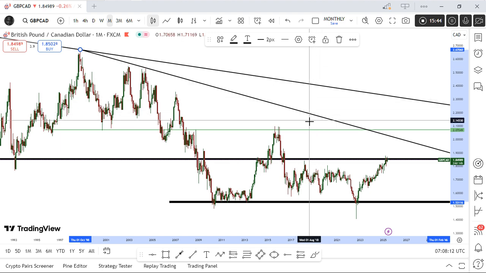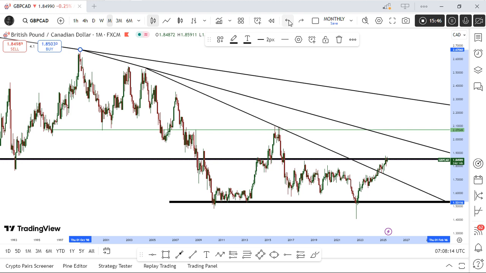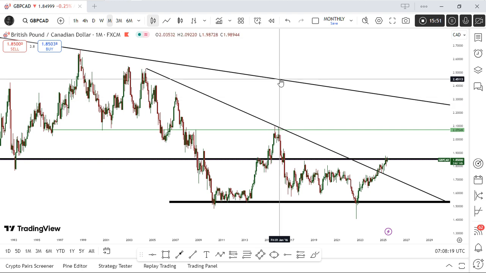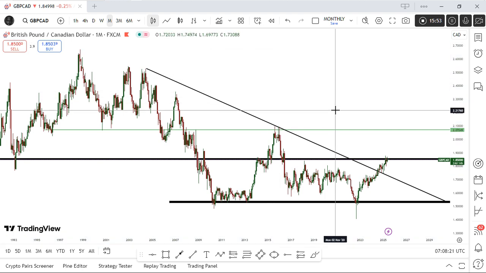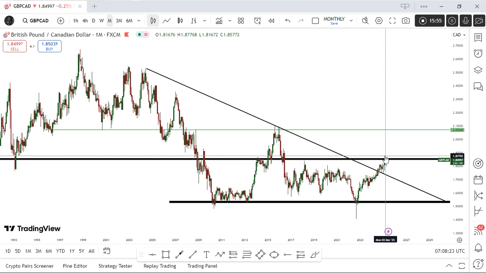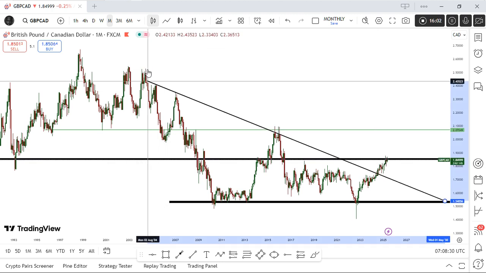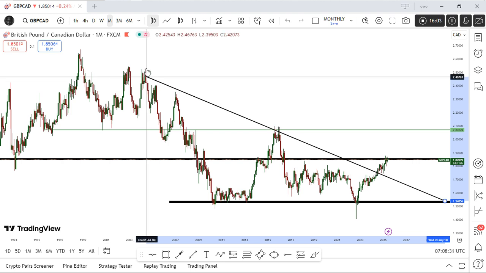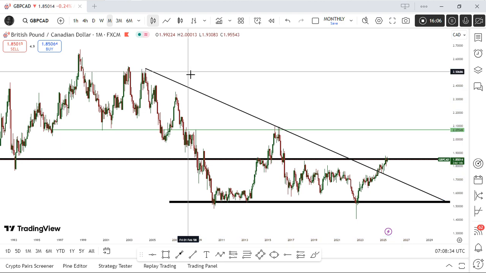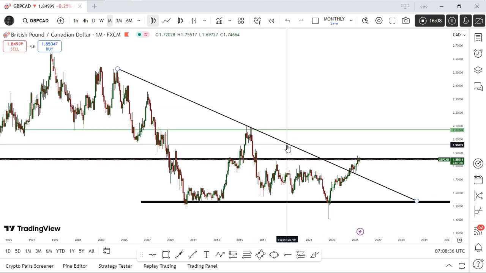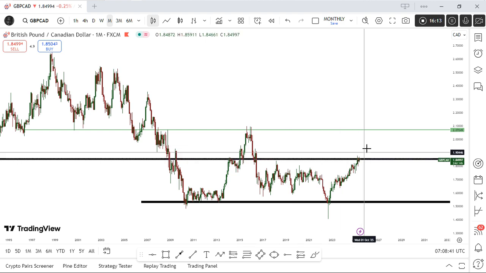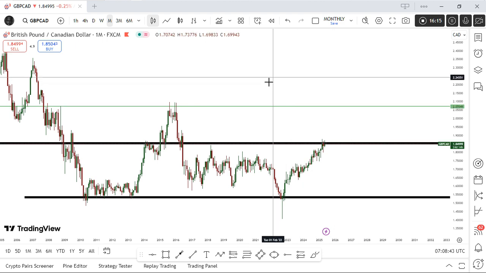I'm confident and I know for a fact that the GBP/CAD is going to be pushing to the upside once we have been able to break this bar here. Only when we have been able to break it. Now that I've said that, I'm going to be deleting this. If we are able to break this bar on a monthly candle close, the next level target is this green line.